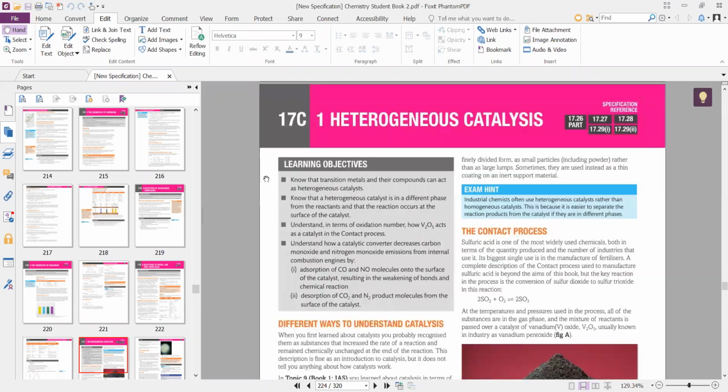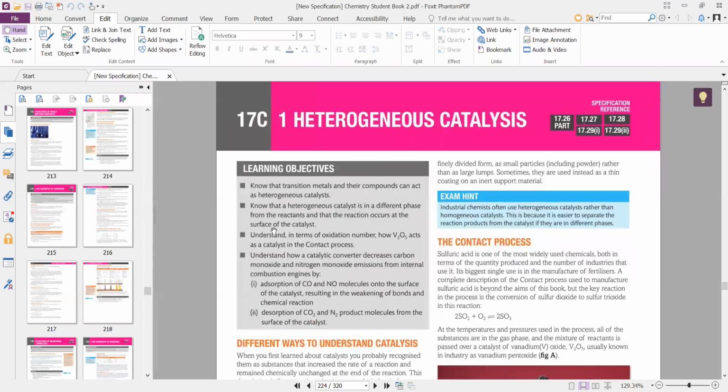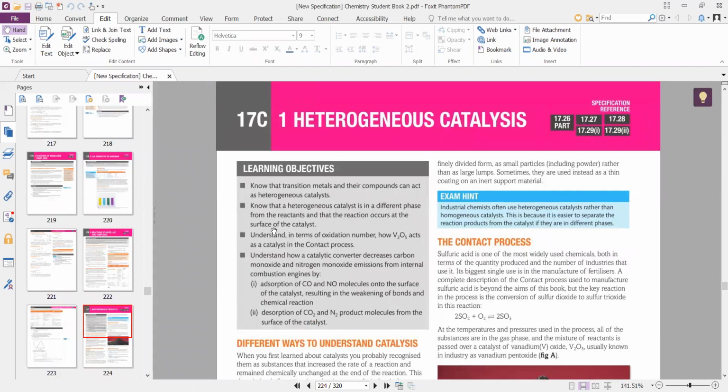Hi. Okay, let's start catalyst, new topic. Homogeneous and heterogeneous catalyst. So we have discussed about catalyst when we are doing the rates of reactions as well.